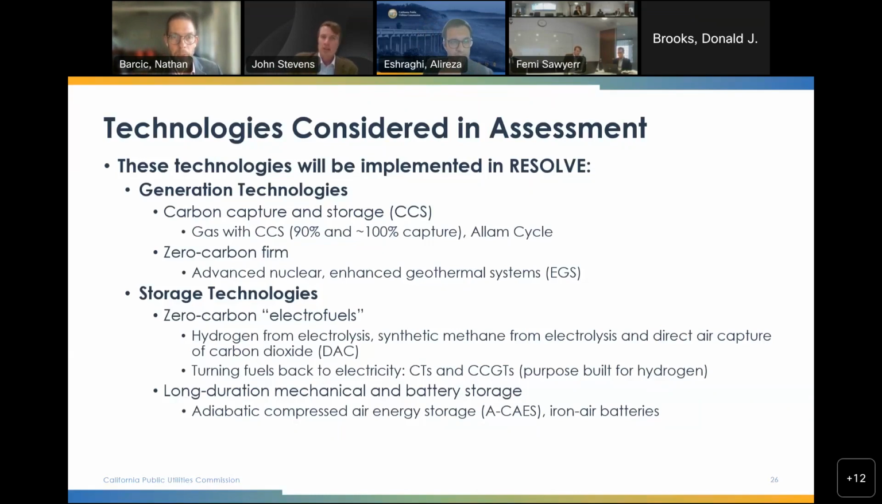And next up, we looked at a number of different storage technologies. So these kind of fall into two groups. The first is zero carbon electrofuels. So this includes hydrogen created from electrolysis using electricity as an input, or synthetic methane, which is derived from both hydrogen as well as carbon dioxide captured from the atmosphere. So basically, in that one, you're combining hydrogen and carbon dioxide to make natural gas. And in both of these cases, you're producing this gas, you're storing it underground, and then you turn it back into electricity in a combustion turbine.